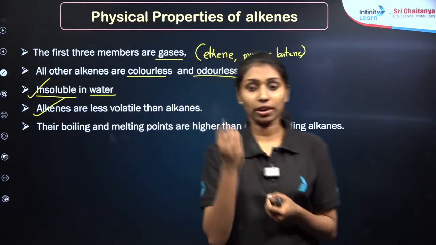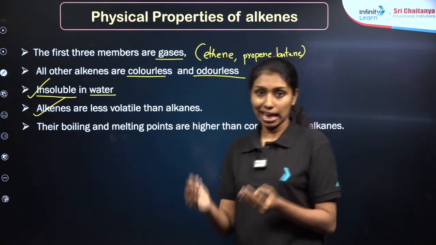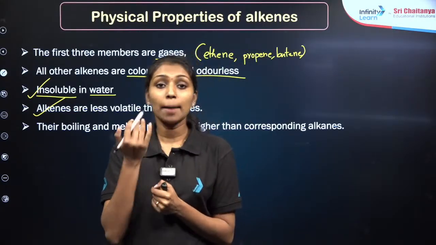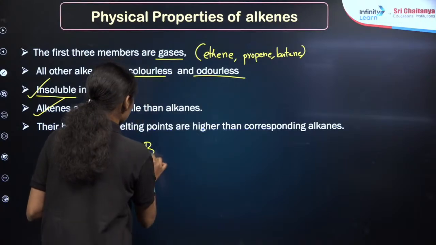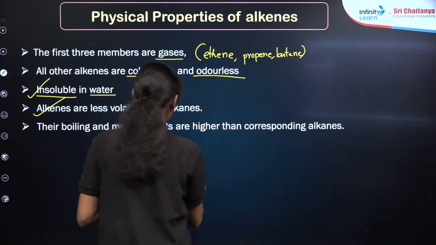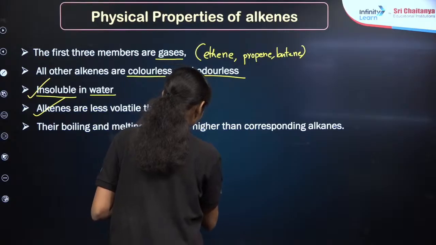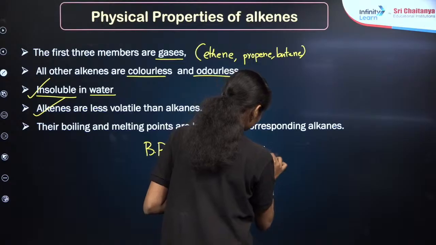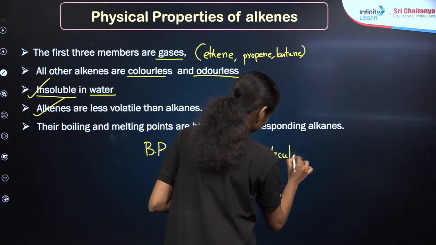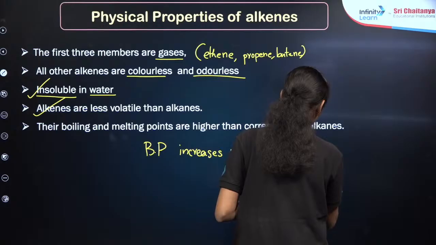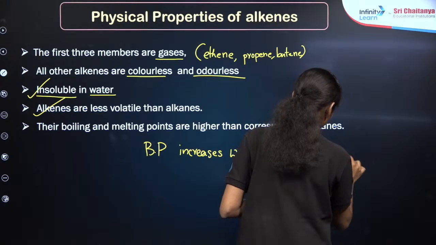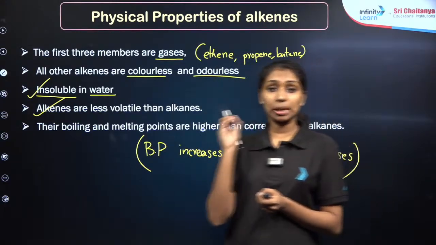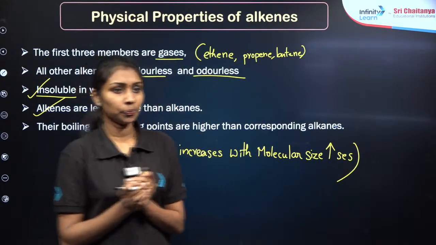Then, if you are talking about the boiling point and melting point, just like alkenes, if you are increasing the molecular size, the boiling point increases because of the strong van der Waals force. Okay, I hope it is clear. It's about the physical properties of alkenes.